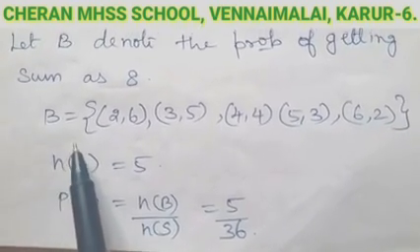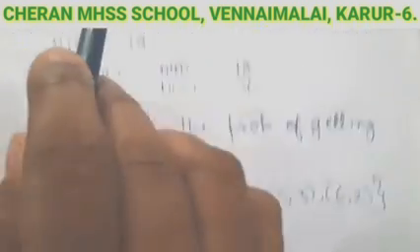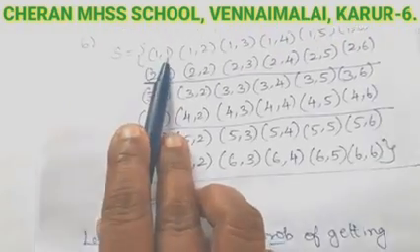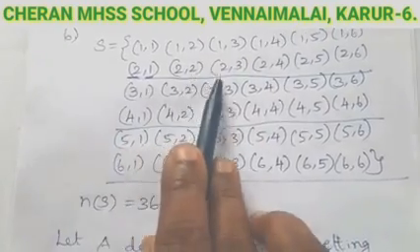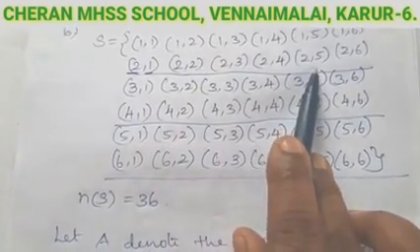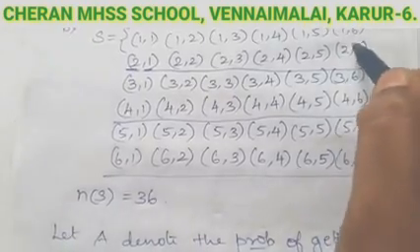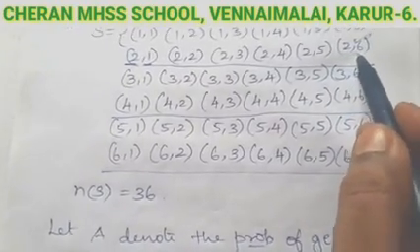B is equal to their sum as 8. That means when you add two elements, we have to get the sum as 8. Here we cannot get it at this place. That is 2 plus 5 is 7 only. We need 8, so we select this. 2 plus 6 is 8.